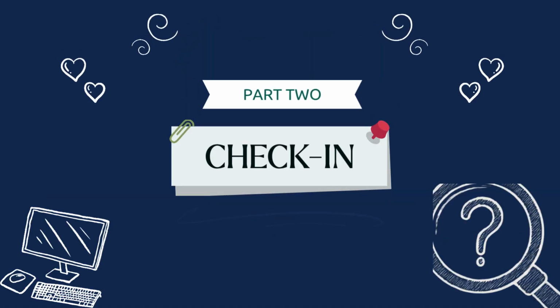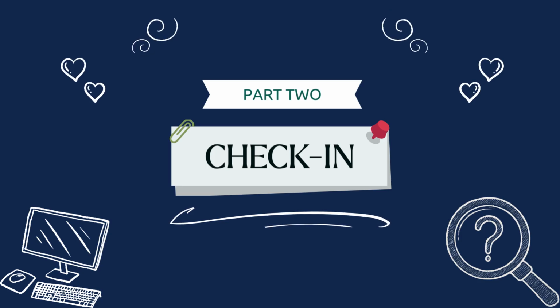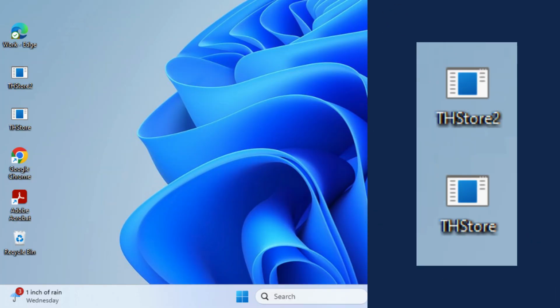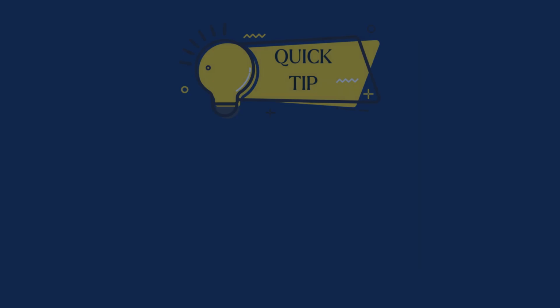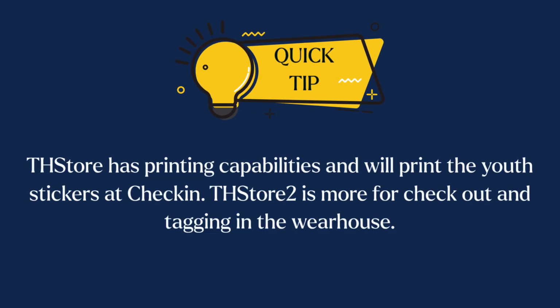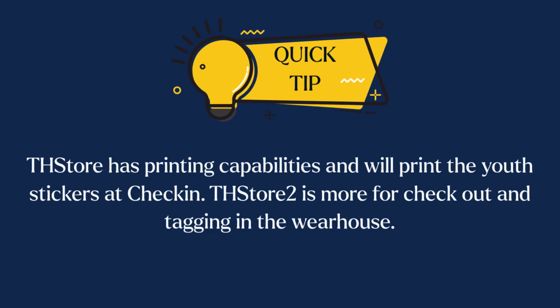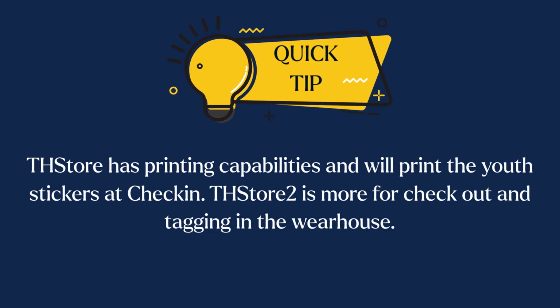Now that we've checked eligibility, let's move on to checking youth into the app to shop. You'll find two Treehouse Store apps. We will be using the Treehouse Store 1 app if you're at the front desk. This app has printing capabilities to the Checkin printer. The Treehouse Store 2 app is used more for checkout and tagging in the warehouse.